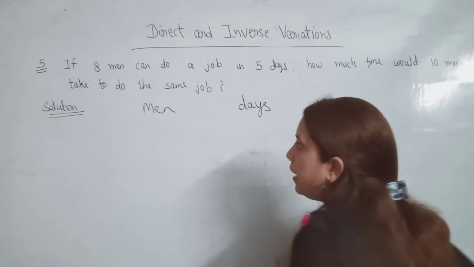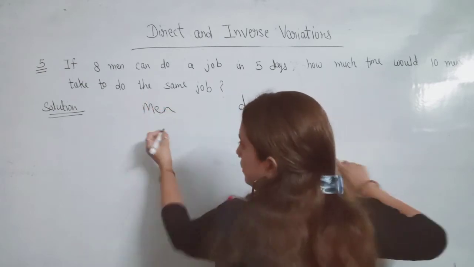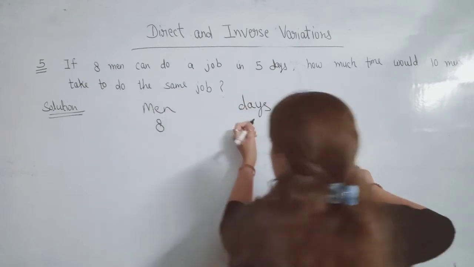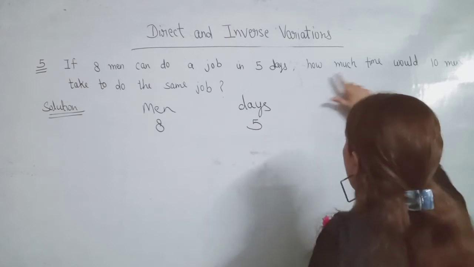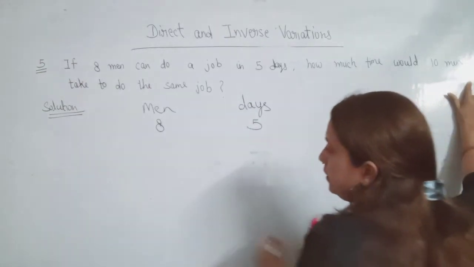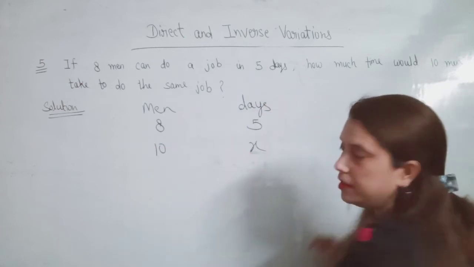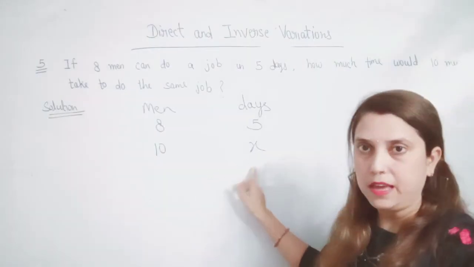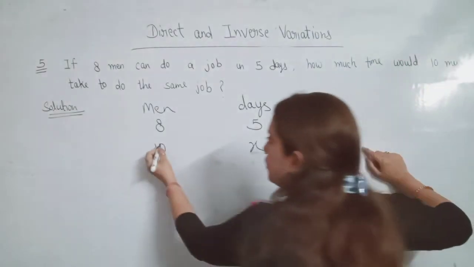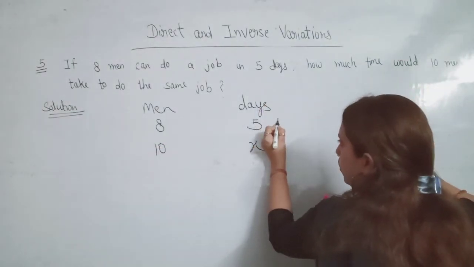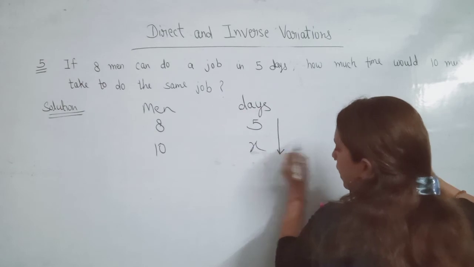Number of men and days. 8 men can do the job in 5 days. How much time would 10 men take? Let the number of days be x. Okay, so by default first we draw the arrow in the direction of x.